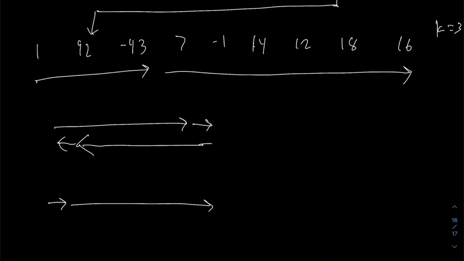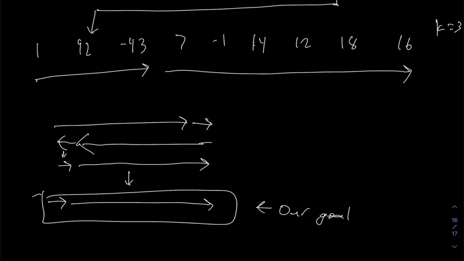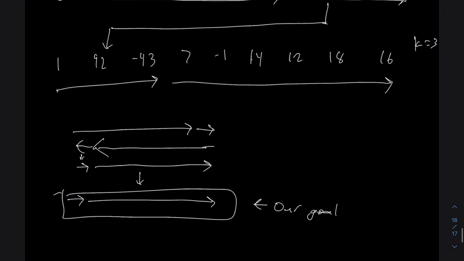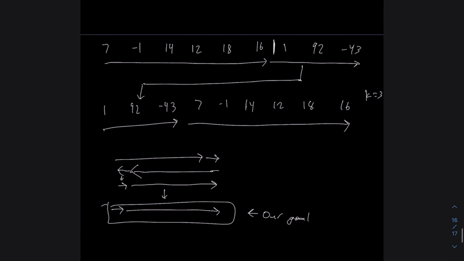Now, to reach this end state, our goal, we just reverse each subcomponent. So we reverse this one, and we reverse this side. And once we've done that, we've done it. That's it. We've rotated it over by k equals 3 times. And that's all there is to this problem.